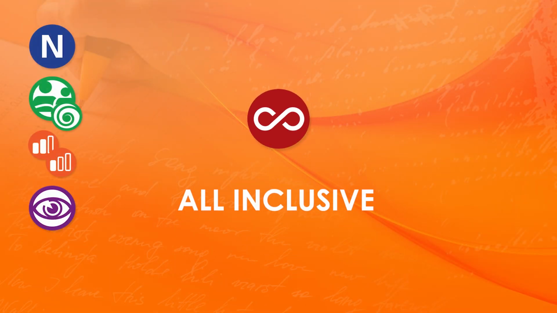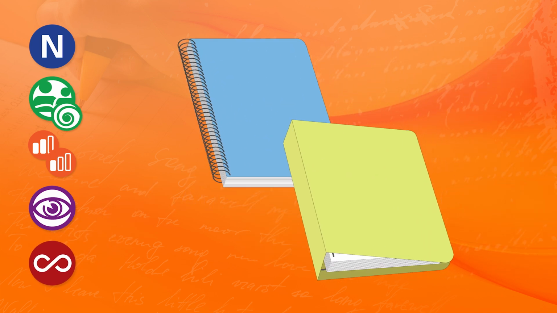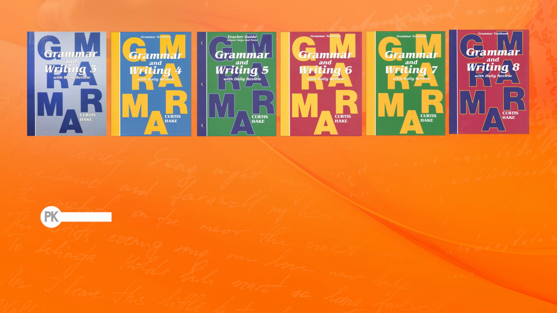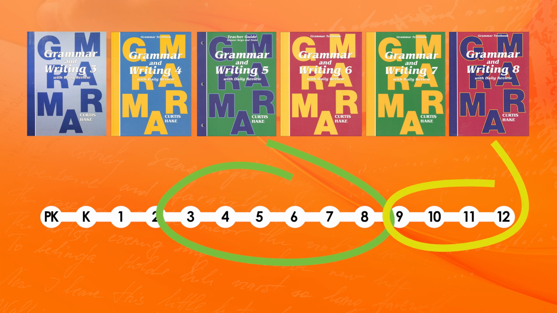This program is also largely all-inclusive. The only additional resources students need are a notebook to collect their ideas and a 3-ring binder with paper for journaling topics and dictation exercises. Let's talk about the grade levels. Grammar and writing is for students in grades 3 to 8. However, high school students would also find the 7th and 8th grade program useful because it thoroughly covers the skills needed for college board exams.